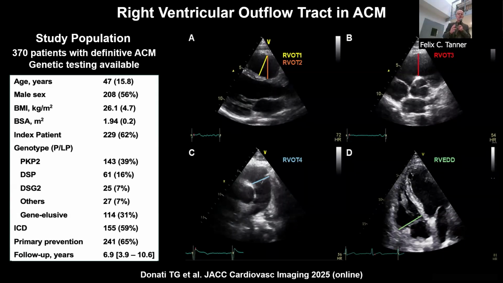And we studied the RVOT diameter, all of them which appear in the literature. I can make this simple. It does not matter with which one you work, whether it is RVOT1, RVOT2, or RVOT3. They are all comparable. You should not use RVOT4 because reproducibility is lousy.